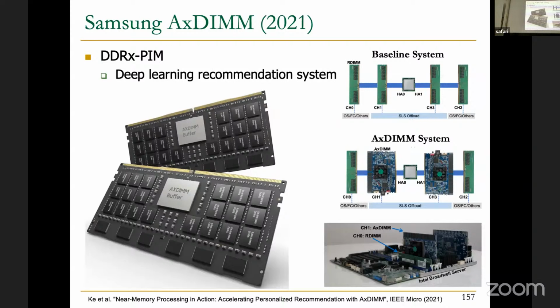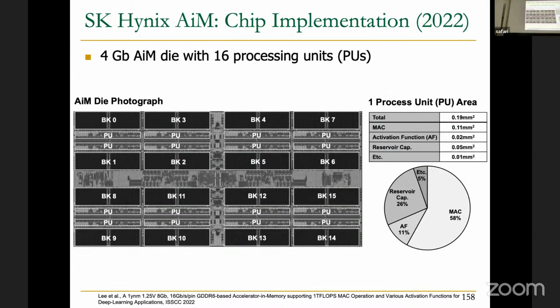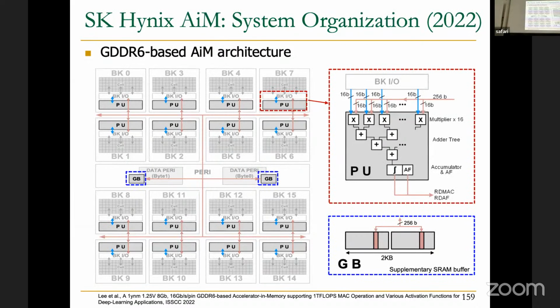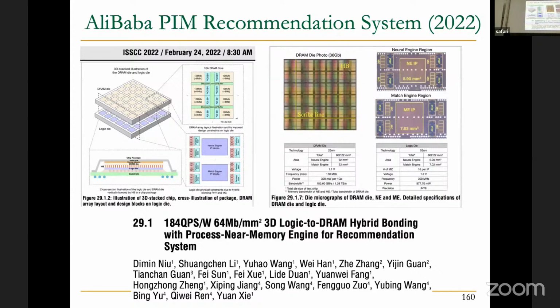Other memory manufacturers other than Samsung, like SK Hynix, also released recently, in 2022, their version of a processing-in-memory system. In terms of overall architecture, it is quite similar to Samsung's. We have several DRAM banks connected to some logic. They can do some multiplication and some addition, again targeting neural network inference.